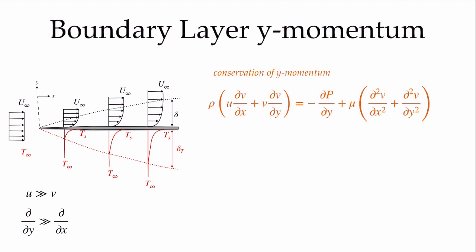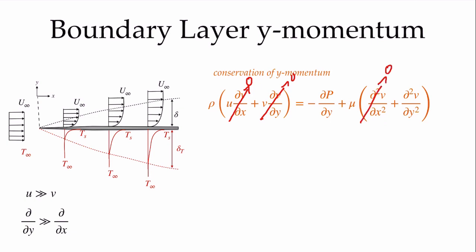When I look at the y momentum equation, however, it's a very different situation. Here we have the changes in the v velocity with respect to x. The v velocity is small, and changes in the x direction are small. Here we have the rate of change of an already small variable multiplied by the small variable. And so this term is going to go to zero. And here we have the changes in the changes of a small variable with respect to the small change direction. And so this term is zero.